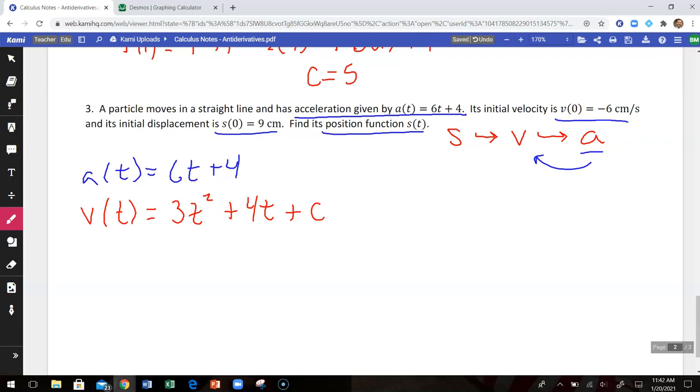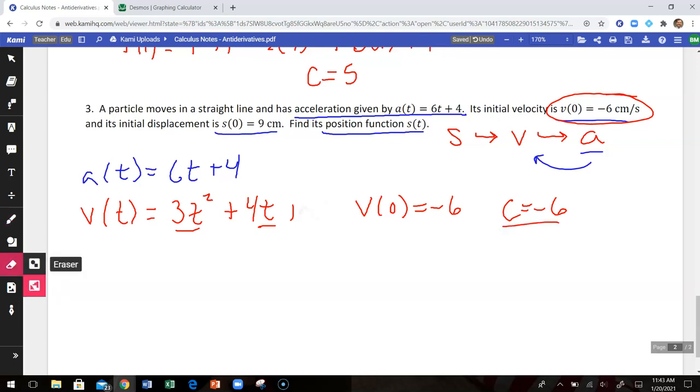If your initial velocity is -6, I'm going to use this piece of information now. If I know that v of 0 is -6, that's going to tell me that c is -6, because if I were to replace my t's with 0, those two terms go away. So because I know my initial velocity is -6, I know that c is -6, I'm going to go in and replace that with -6. So there's my velocity function.